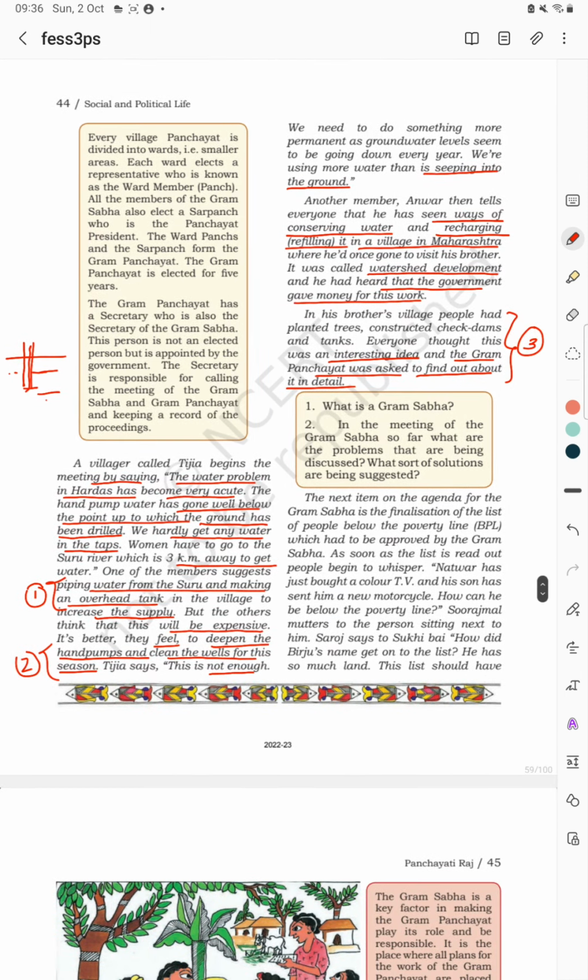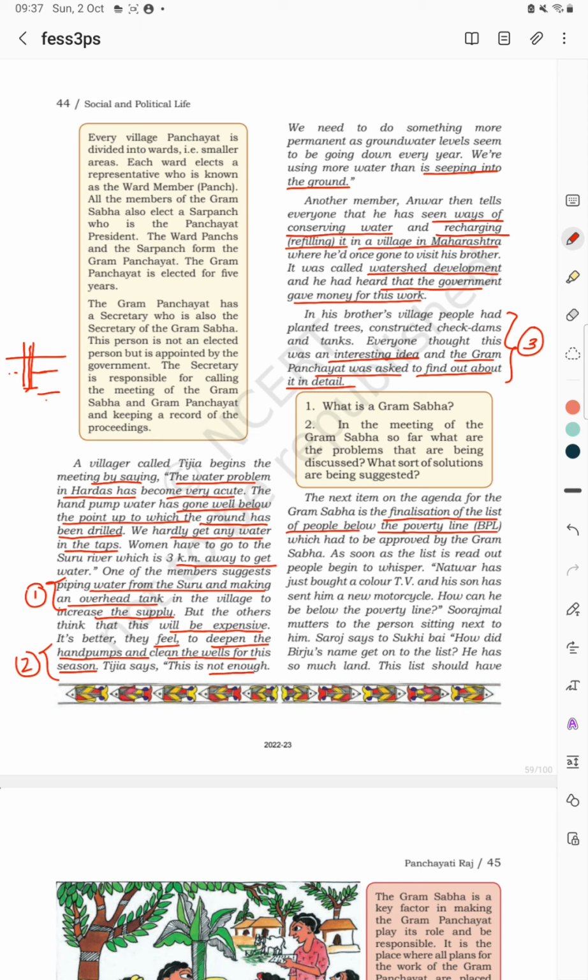The next item on the agenda for the Gram Sabha is the finalization of the list of people below the poverty line. The list has to be finalized by Gram Sabha, which had to be approved by Gram Sabha. As soon as the list is read out, people began to whisper. Natwar has just bought a color TV and his son has sent him a new motorcycle. How can he be below the poverty line?